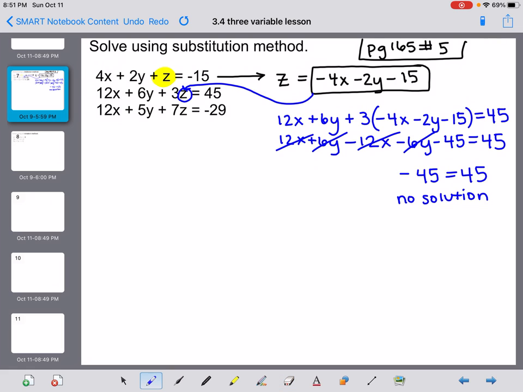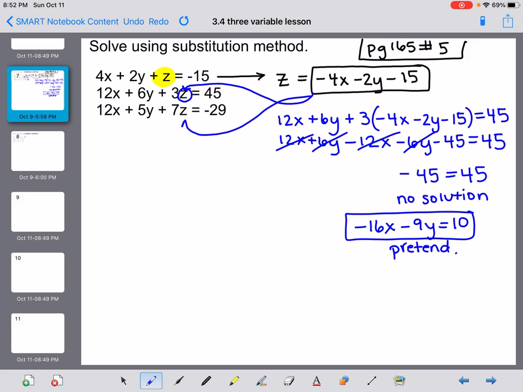Now, I do want to keep going forward with this problem, though, because I want to show you something else that could happen. So imagine that this equation instead came out to be negative 16x minus 9y equals 10. Okay, this is just pretending. I'm going to write pretend. We're just pretending that happened. Okay, so now we're going to continue with the problem, and we're going to put z into the third equation we haven't used yet.